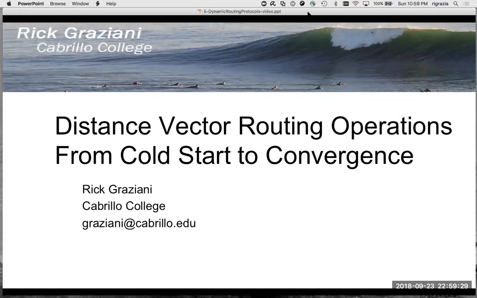All right, so that's distance vector routing operations. You'll learn more about distance vector routing protocols, especially when we look at EIGRP.